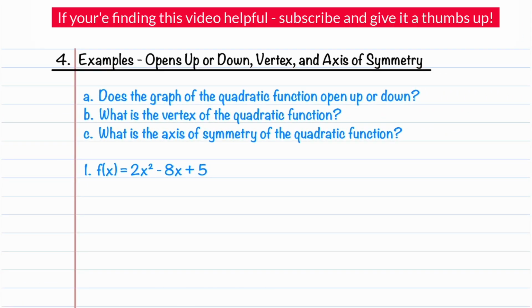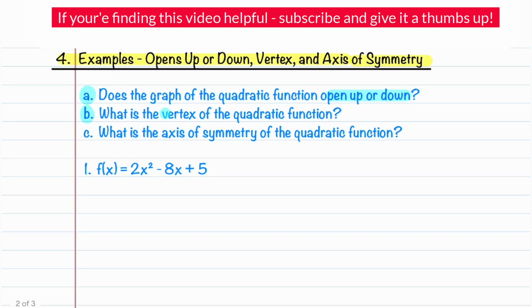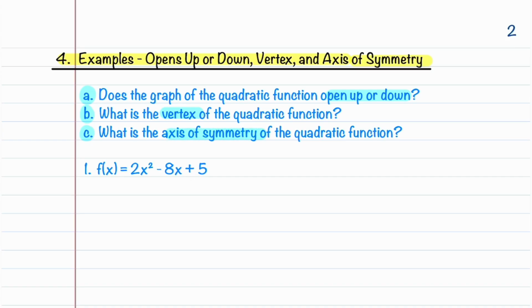We're now going to walk through two example problems, and we're going to answer these questions. The first question is, does the graph of the quadratic function open up or down? So let's highlight up or down. The second question is, what is the vertex of the quadratic function? And then the third question is, what is the axis of symmetry of the quadratic function?